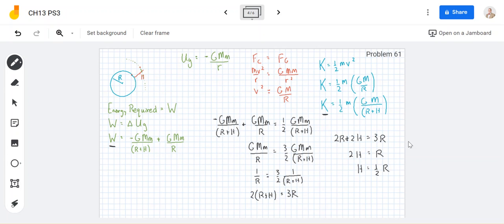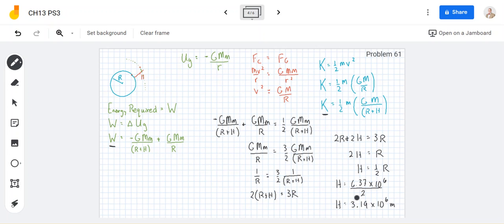So the height at which this happens is going to be 1/2 of a radius. If we need to solve for a value here, we know that the radius of the Earth is 6.37 times 10 to the 6th. If I divide that by 2, so, 3.19 times 10 to the 6th meters.